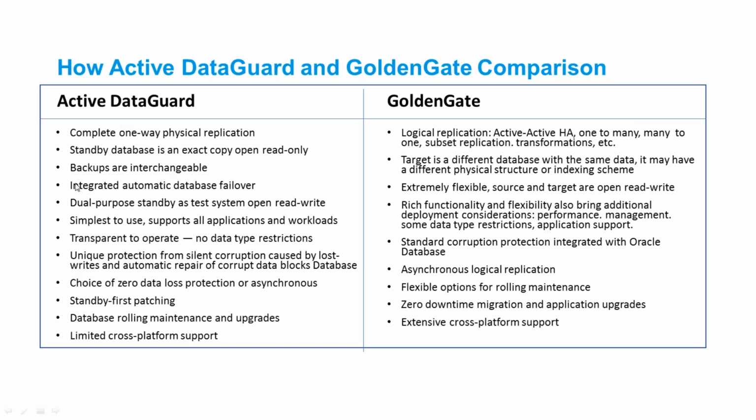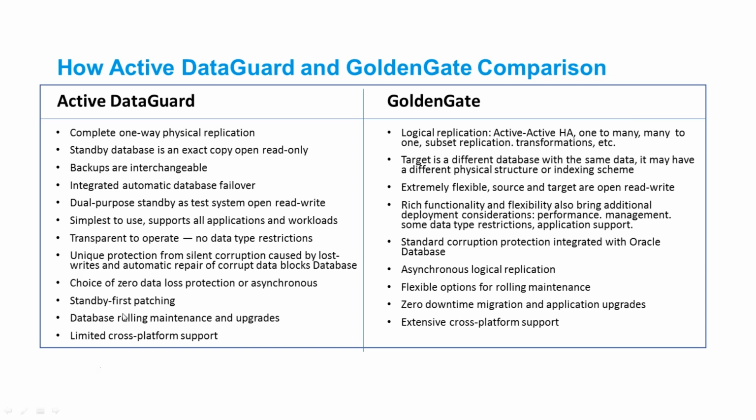And in Golden Gate, another thing is your target database is in read-write mode. Now in DataGuard, there is automatic database failover. In Golden Gate, it is extremely flexible. Source and target are open, read-write. Golden Gate is asynchronous logical replication. However, DataGuard offers a choice of zero data loss protection or asynchronous. So you can use DataGuard in asynchronous or synchronous mode.